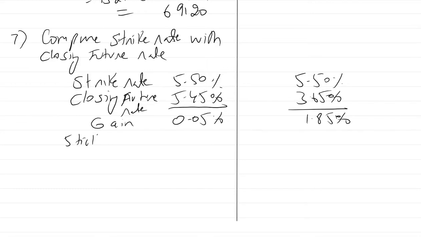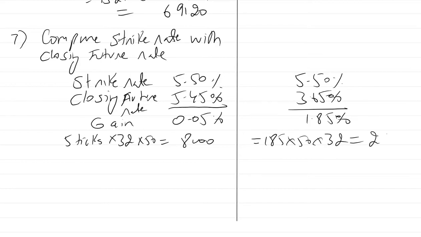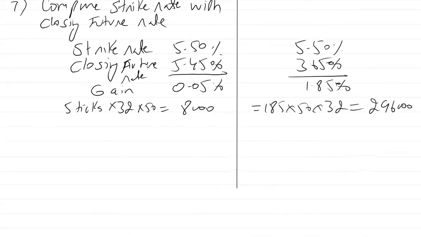5 tax into 32 into 50. This will be 8,000. 185 into 50 into 32. This will be 296,000. And what about the last step?